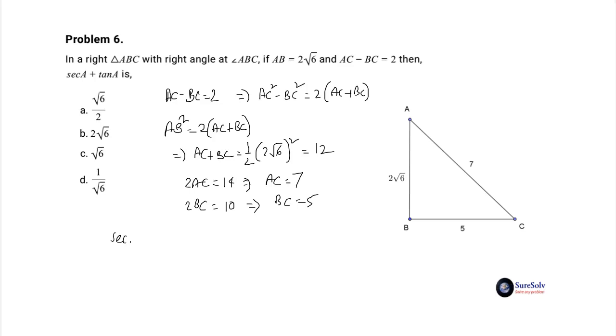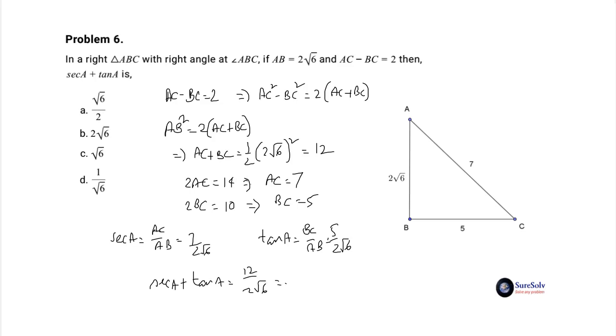So sec A equal to AC by AB equal to 7 by 2 root 6 and tan A equal to BC by AB equal to 5 by 2 root 6, so that sec A plus tan A equal to 12 by 2 root 6 equal to root 6. Answer is option C root 6. A simple quick solution. Let's solve the next problem.